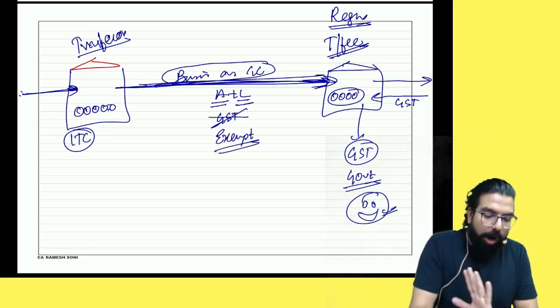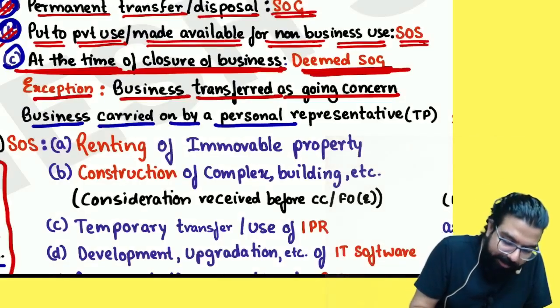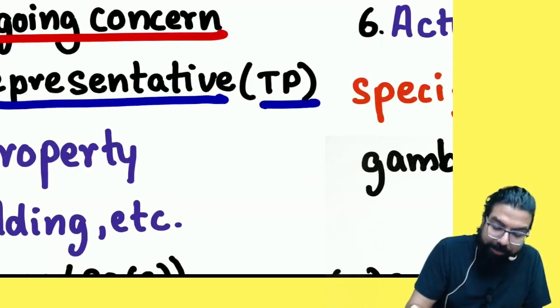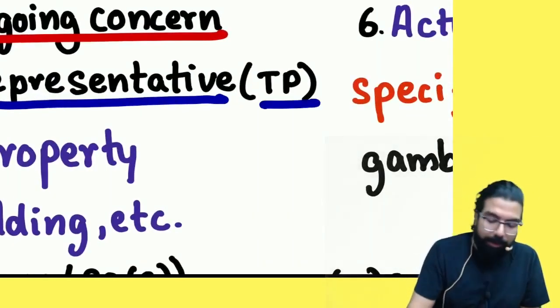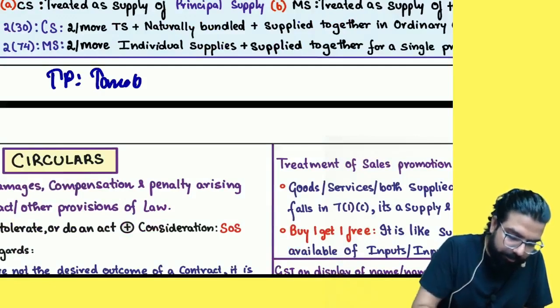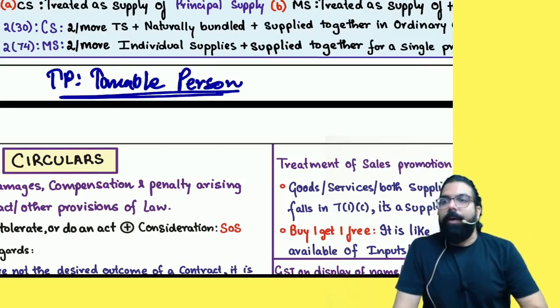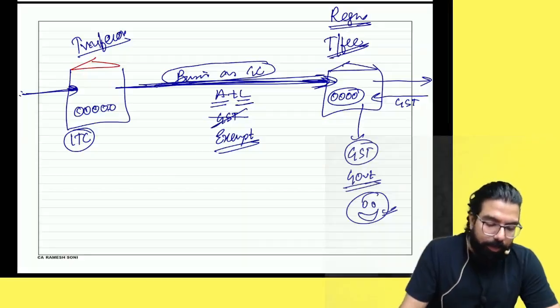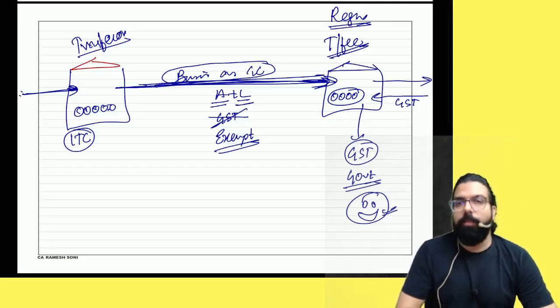Clear? Or if the business is carried on by a personal representative who is a TP, taxable person. Taxable means who is a registered person. TP means taxable person. First exception understood?